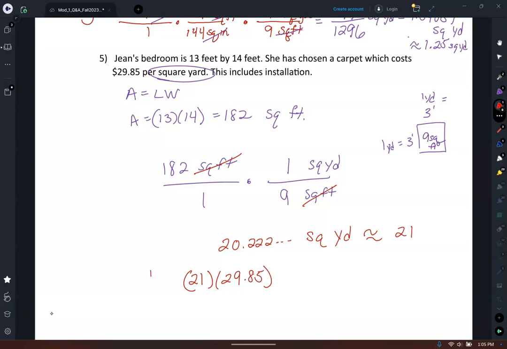So this is going to be total cost. So I'm going to round to 21 times the 29.85. I wasn't given numbers, electronic homework numbers with these to have specific problems, so I'm not sure exactly which one this matches up with. But that would be your total cost.